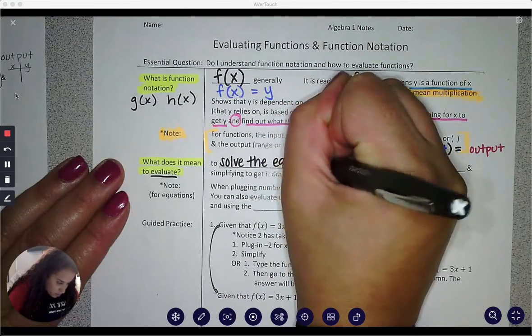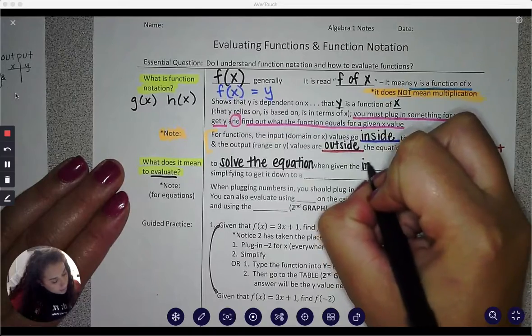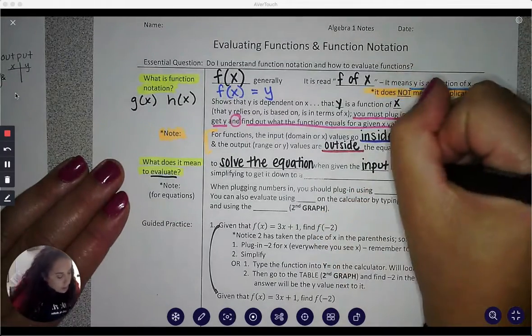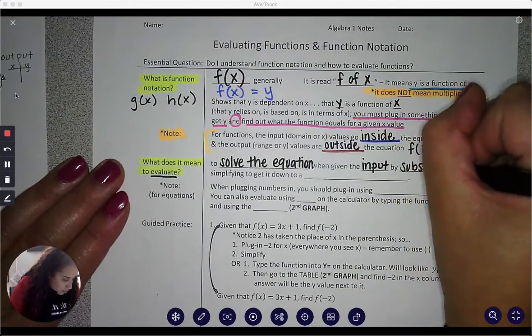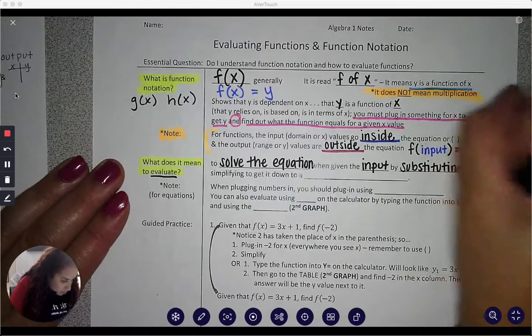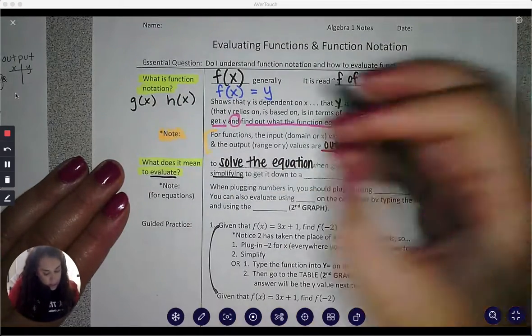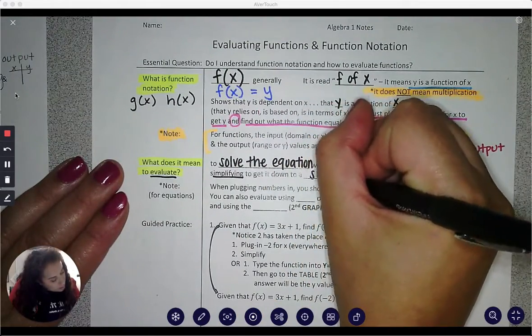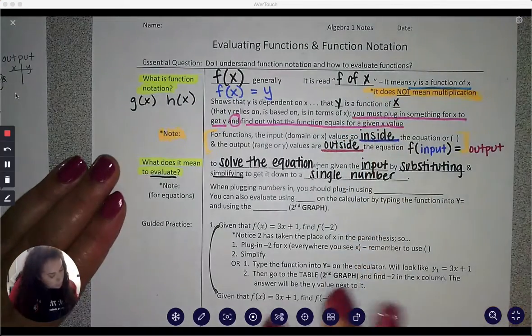When given the input, by substituting and simplifying to get it down to a single number.